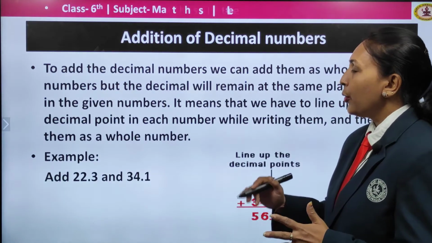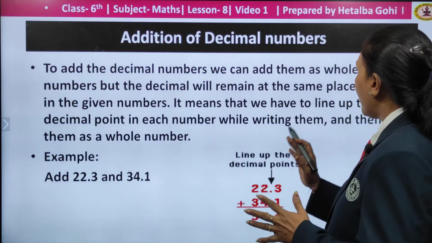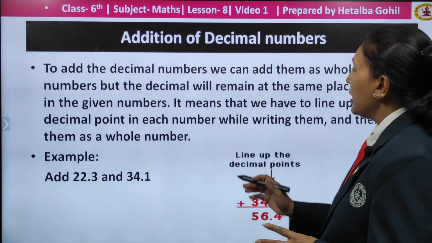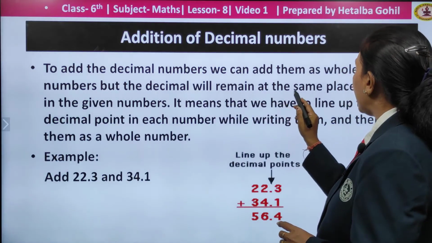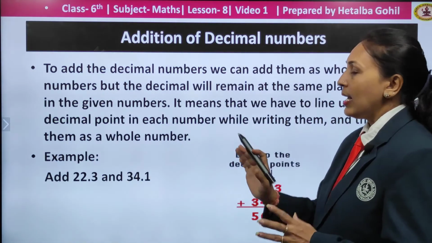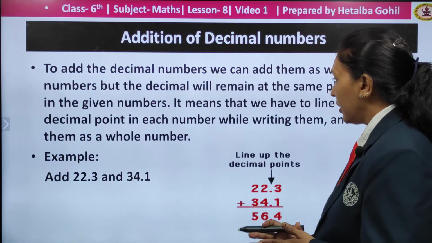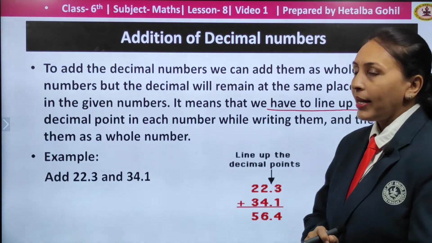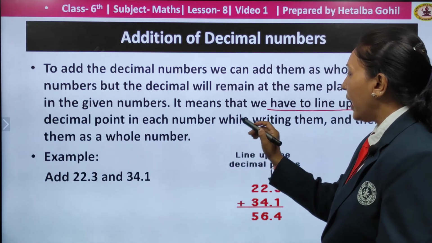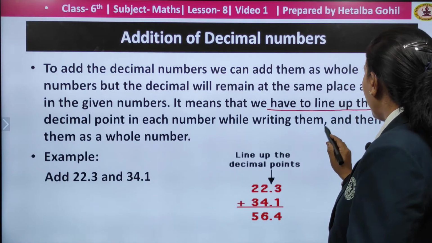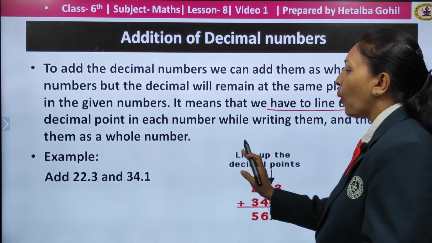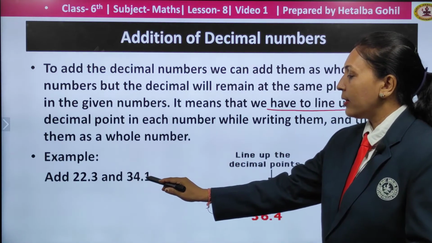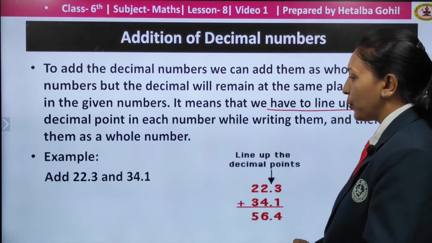Now children, how to add the decimal numbers? Very easy. To add the decimal numbers, we can add them as whole numbers as we do the normal addition of numbers, but the decimal point will remain at the same place as it is given in the question. It means that what is the necessary thing? We have to line up the decimal point in each number while writing them and then add them as a whole number. For example, here 22.3 and 34.1 are given to us.